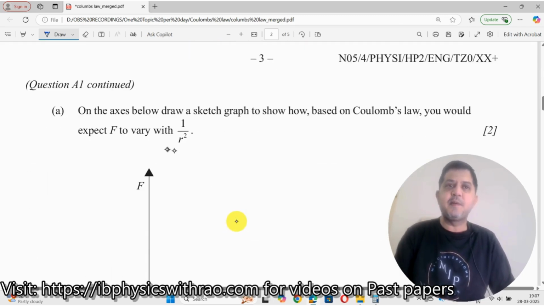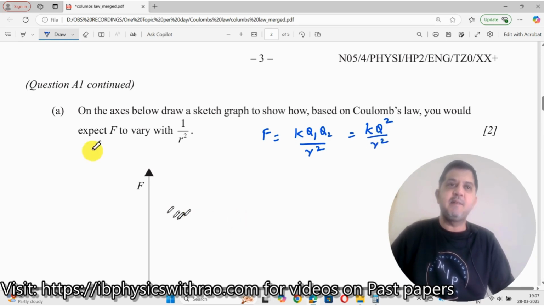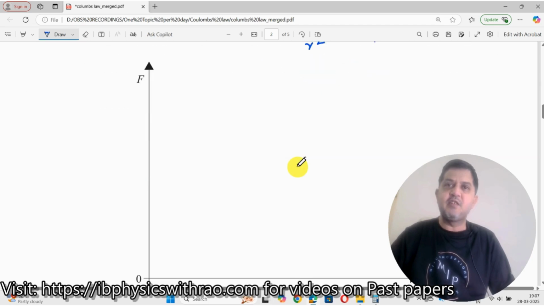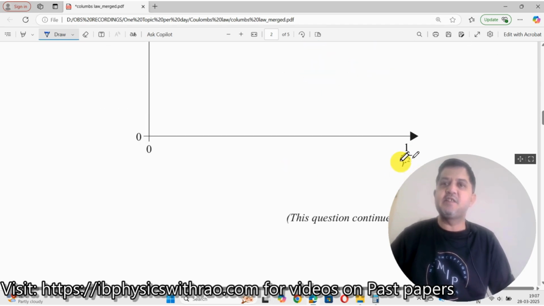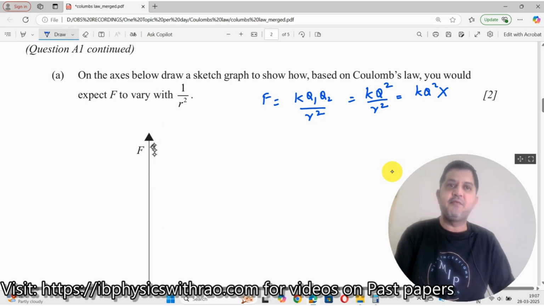Now what is the relationship connecting F and R? We know that Coulomb's law tells you that F is equal to K Q1 Q2 divided by R square. Since Q1 is equal to Q2, I'll write this as K Q square divided by R square. Now what is being asked? Plot a graph of F versus 1 by R square. Along the x-axis it's 1 by R square, so I will write this as X, and along the y-axis it's F, which I will replace by Y.